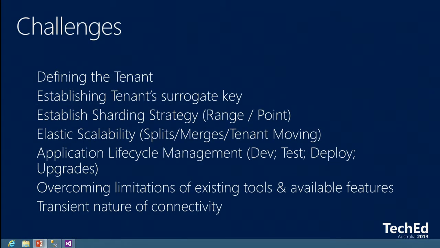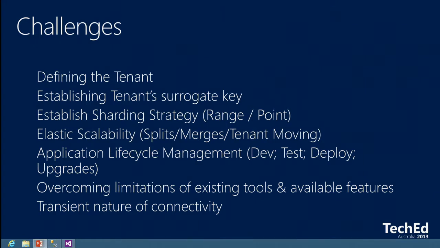However, there are some challenges around designing for scale in the cloud, and there's a few, right? What's the tenant? What am I partitioning on? Am I partitioning on customer ID, order ID, customer name, order date? What's the key that I'm using? And what's my shard strategy? Am I doing a range? So am I doing like 1 to 10 in this shard and 10 to 20 in this shard? What's my range? How do I do splits and merges and tenant moving?